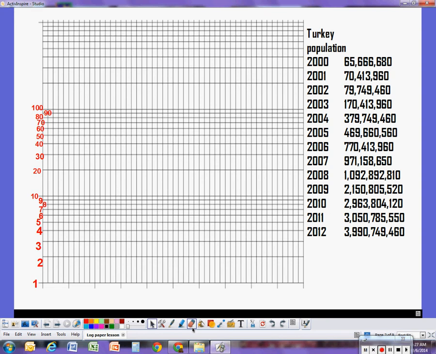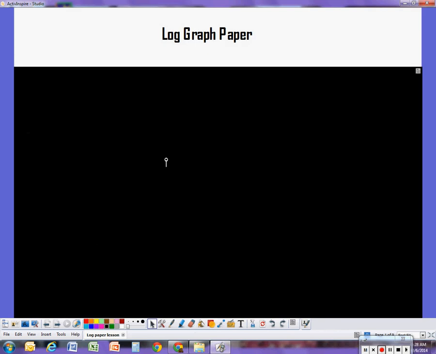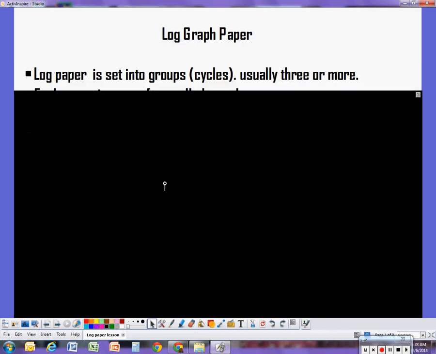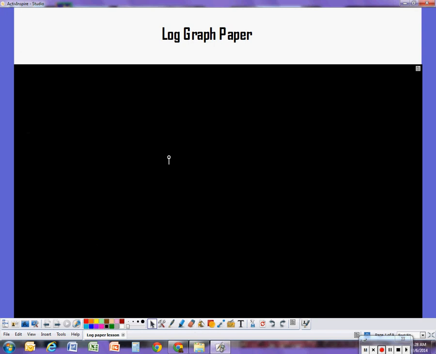Alright, so what is log paper? Log paper is this really crazy paper that we use. Right on the top of your paper, write log graph paper. Why do we use it? We use it for population and for money. Those are basically the two main reasons we use log paper. Because the numbers can be so large and grow so fast, this lets us see exponential growth variations.